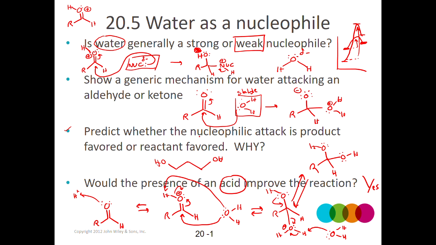Predicting whether the nucleophilic attack is product or reactant favored is a little different, obviously, from predicting whether the overall process is reactant or product favored. So we are going to talk about whether the overall process favors the product or the reactant, since it can shift back and forth in equilibrium. But if we're just looking at the nucleophilic attack, which is this step here, where the water attacks the carbonyl, that one is probably reactant favored. And that's why it's still the slow step of the process, right?